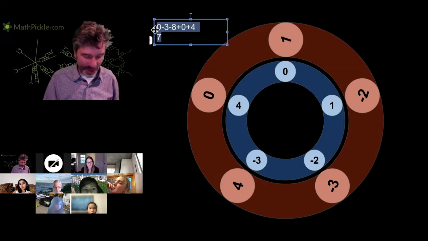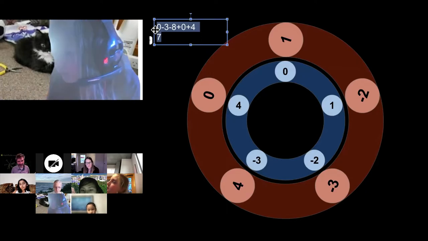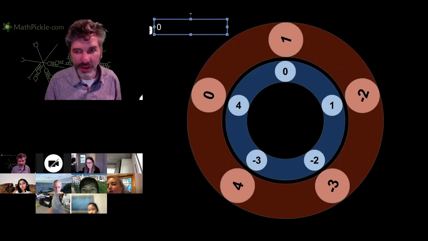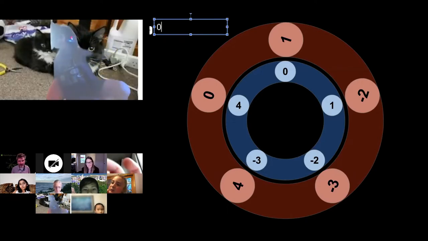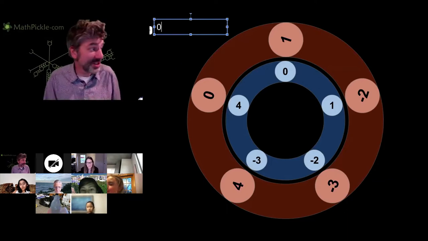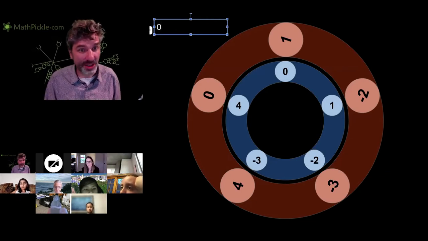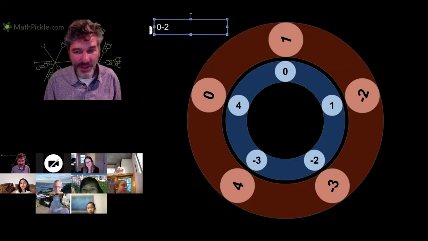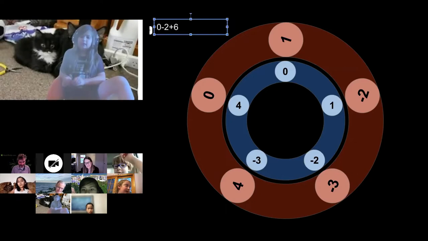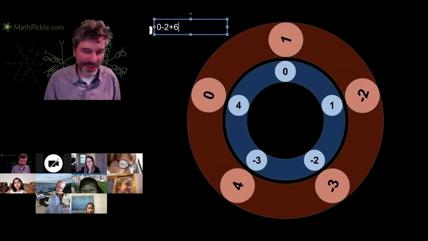1 times 0, avocado cream. 1 times 0 would be 0, right? Yeah. And 1 times -2? 1 times anything is itself. So 1 times -2 is itself, -2. -2 times -3. This will give us a good score. +6. -2 times -3 is +6.